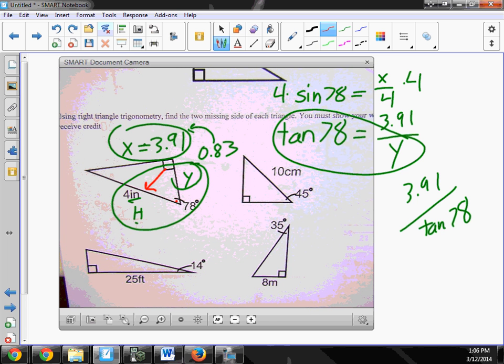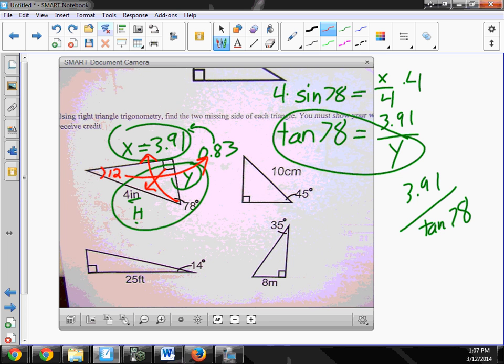Well, 78 is the next biggest angle, and it is opposite the next biggest side. And then this one is 12, and 12 matches up with 0.83. So why are 3.91 and 4 so close together? Why are those two sides about the same length? Because 78 and 90 are really close together. Why is 0.83 so small? Because 12 is a long way from 78 and 90.